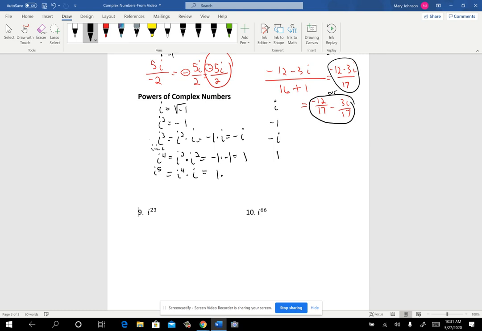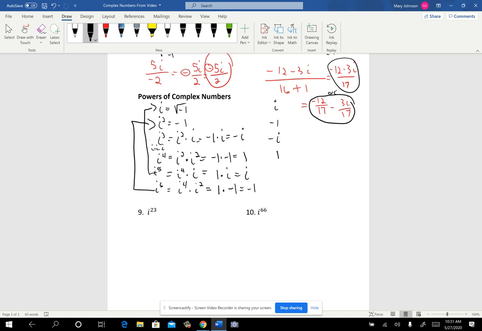Well, so that would be 1 times i, which is i. All right, so that would be the same as i. And if I did i to the sixth, that'd be i to the fourth with 2 i's left. i to the fourth is 1. i to the second is -1, so I'd get -1. You see how it's the same as i to the second?